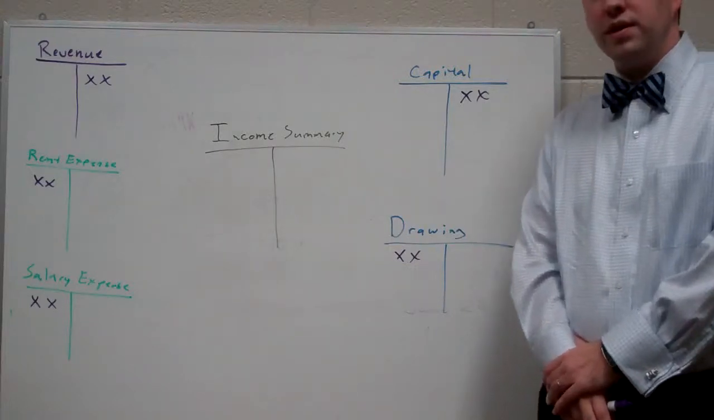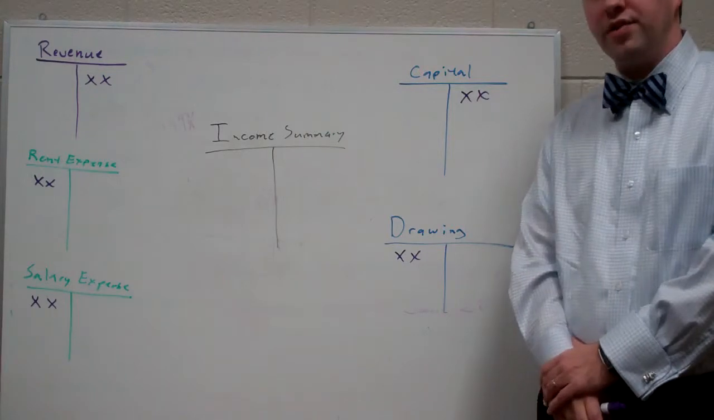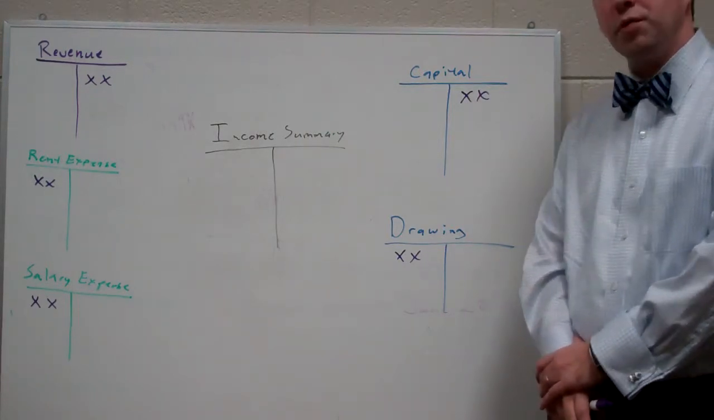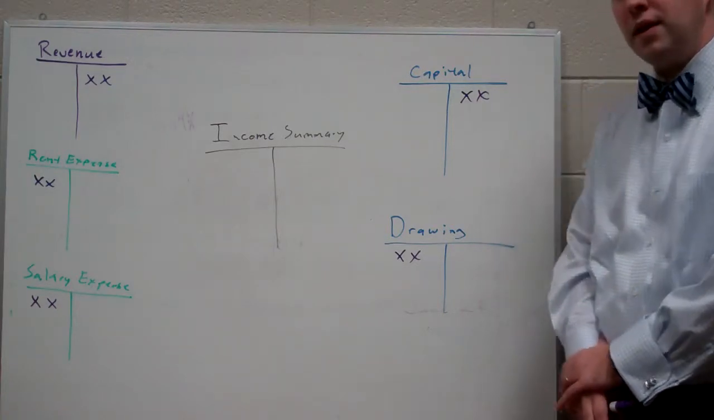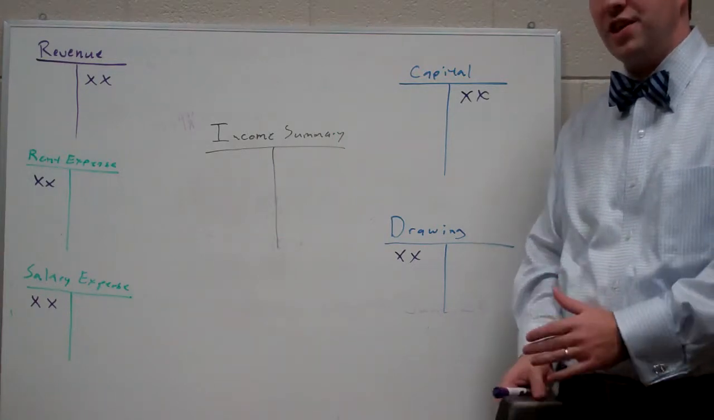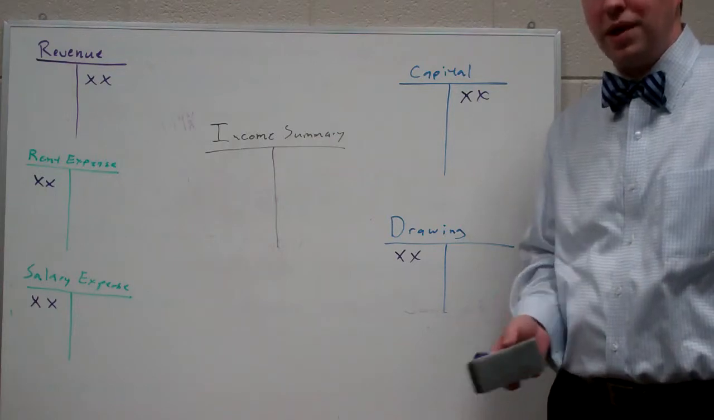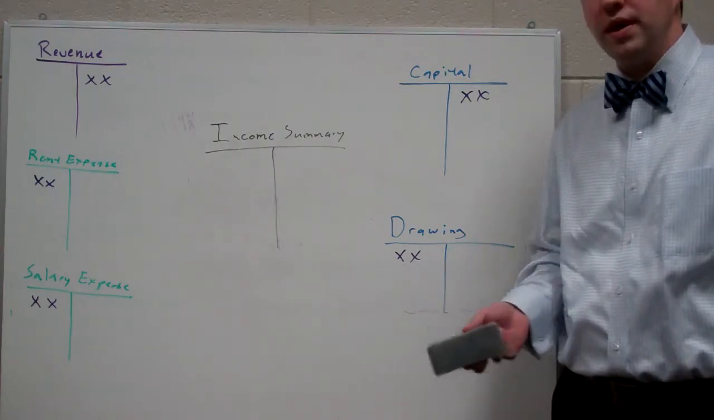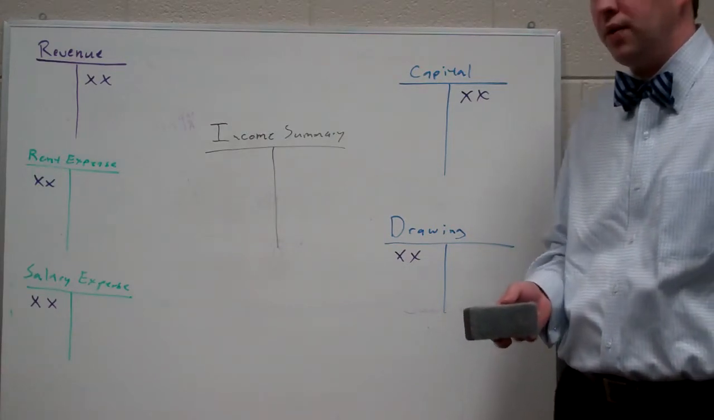I wanted to talk with you today about what we're doing with the closing process as we get our accounts ready to prepare financial statements. Now, the first step in getting our accounts ready to prepare financial statements is adjusting them. And it was that adjusting process we talked about in Chapter 3, where we take care of those accruals and deferrals and get those accounts ready to go.